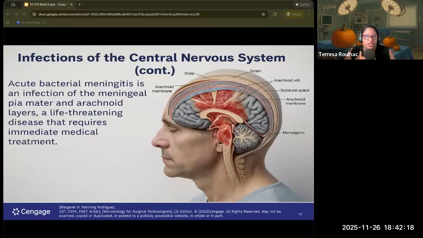For us as surgical techs, we have to understand how infections like meningitis even start, especially after a head or spine surgery. So, this is why we are so adamant about aseptic technique and sterile field safety. If you see it, you say it, okay? Because we're trying to prevent post-operative infections. Any questions so far?